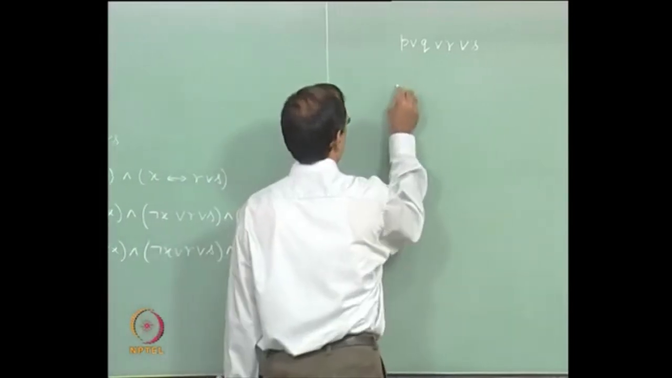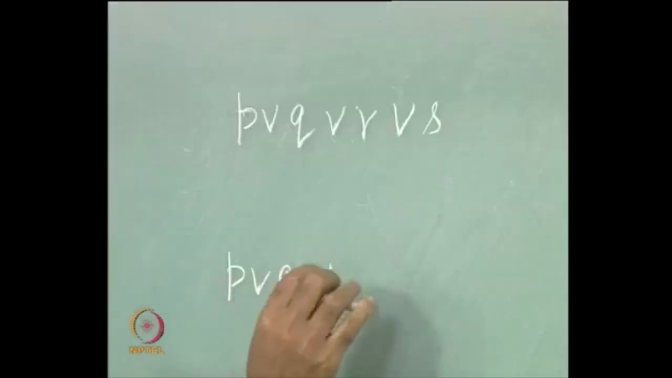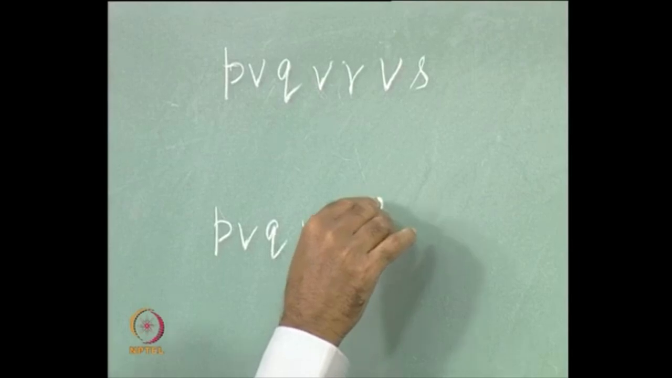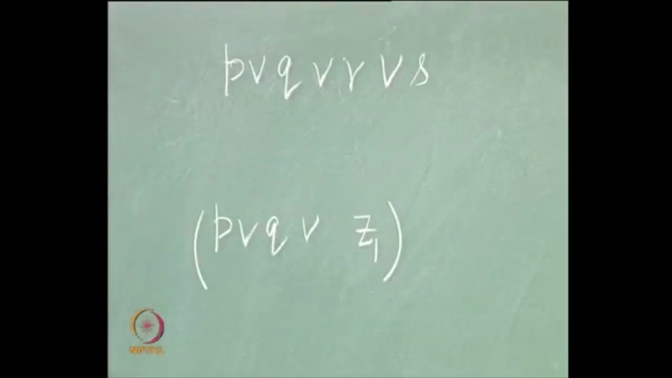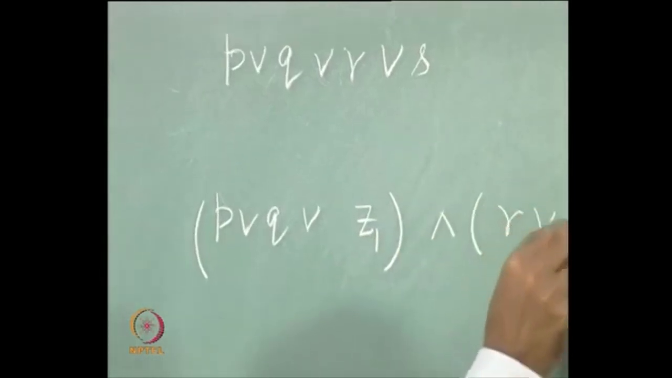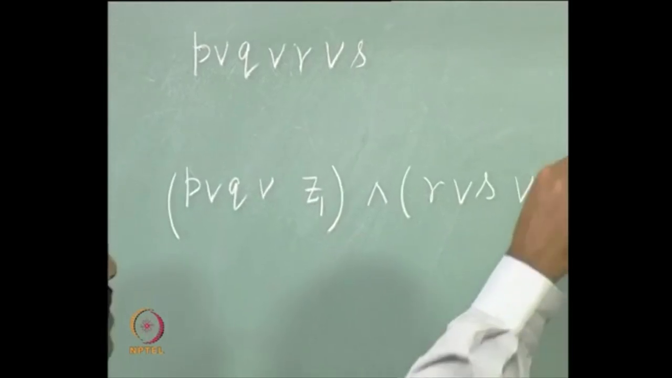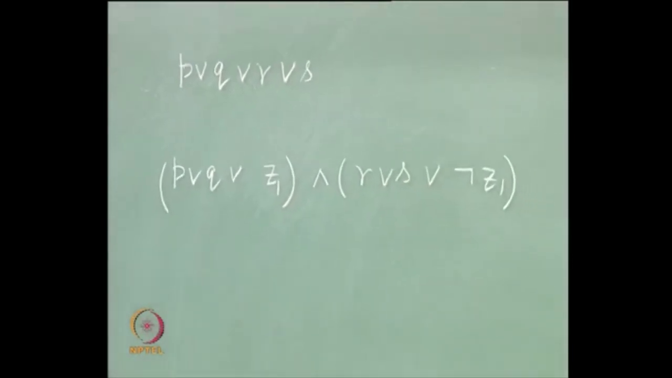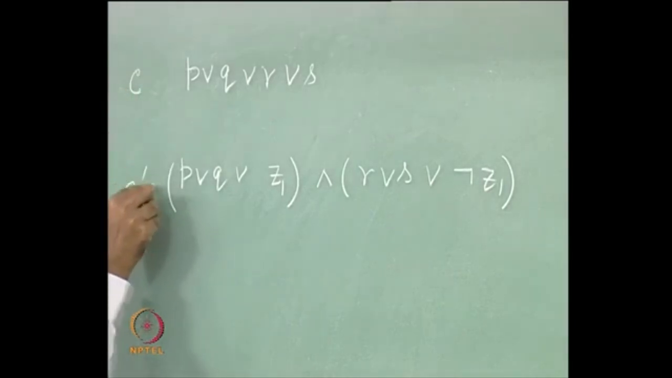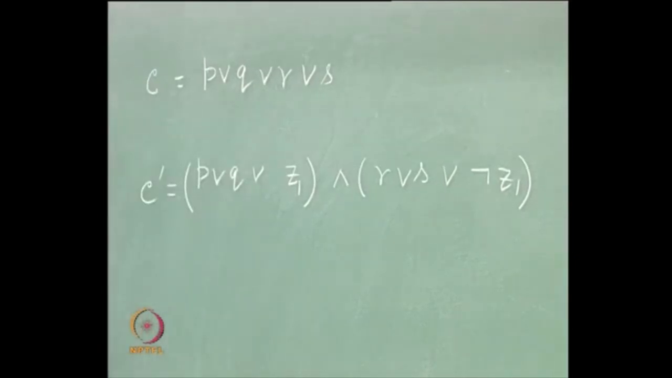So what I do, say I take p or q or another variable, say z1. This I construct, I just OR it. Next I write, and, r or s or not z1. Suppose I introduce it this way. Now the question is, suppose I write this as C and this as C prime. Can we show that C is satisfiable if and only if C prime is satisfiable?